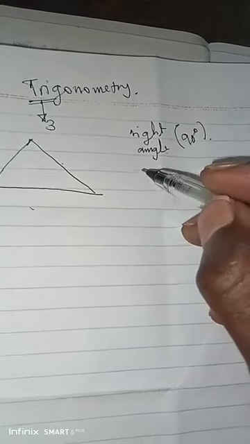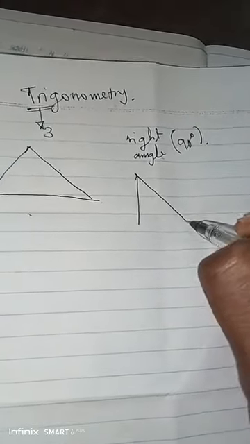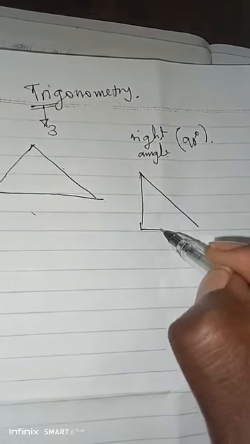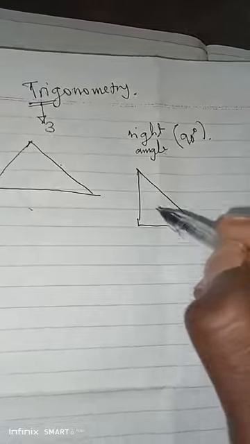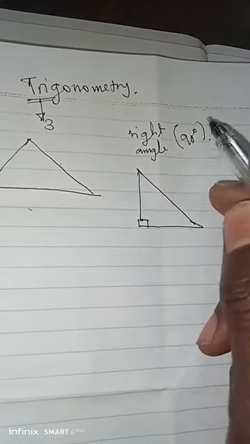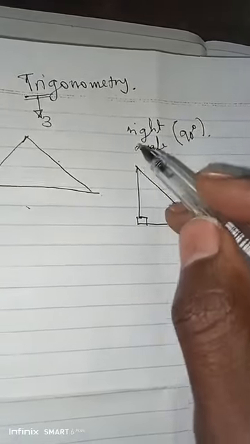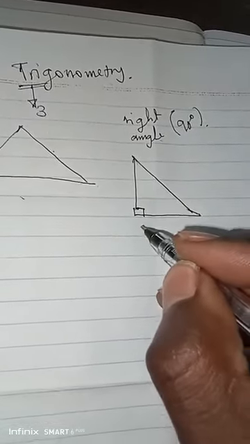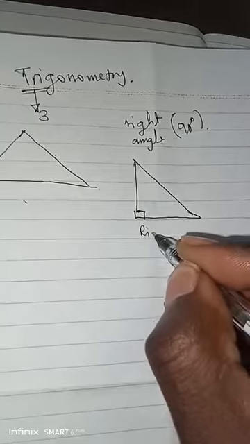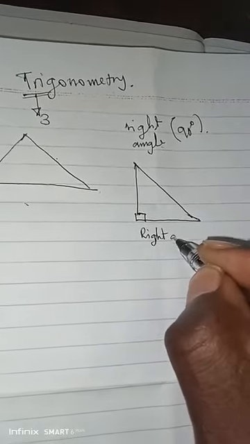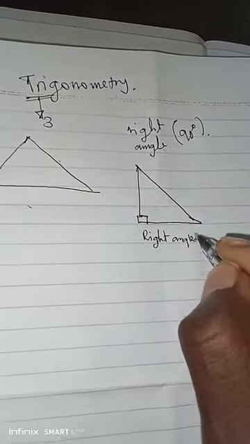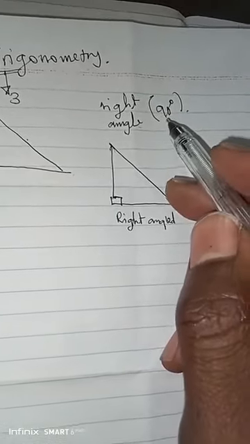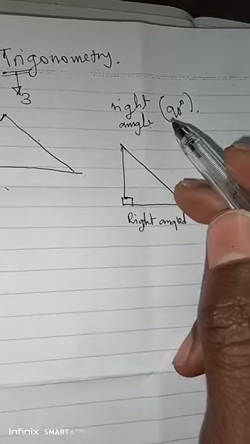So any triangle that is going to have the 90 degrees angle, the right angle with it, that triangle will be called the right angled triangle. It's right angled in the sense that it's having a 90 degrees angle with it.